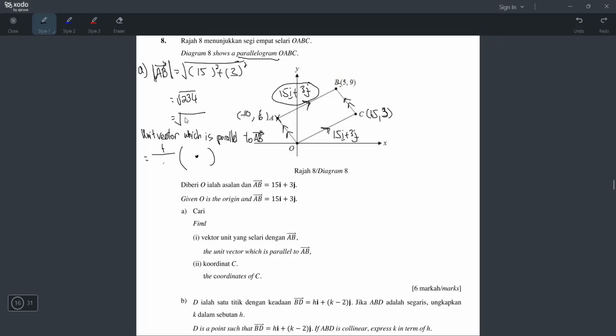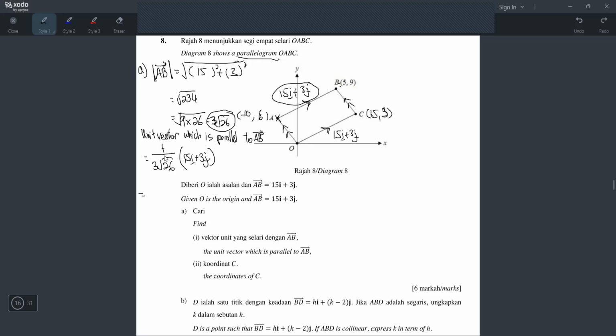So you can simplify this further by writing it like this: square root of 9 times 26. And what is square root of 9? 3. And then 26 cannot be square rooted, so you just leave it like this, right? So this is the simplest form. Now this magnitude I will write down here, and then here you write the vector in terms of i and j, which is 15i plus 3j, right? So make sure you remember the formula for unit vector.